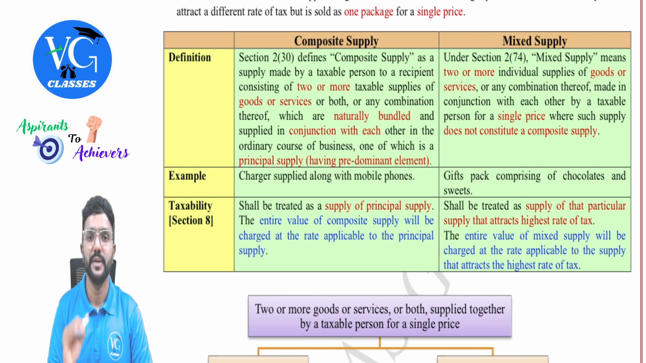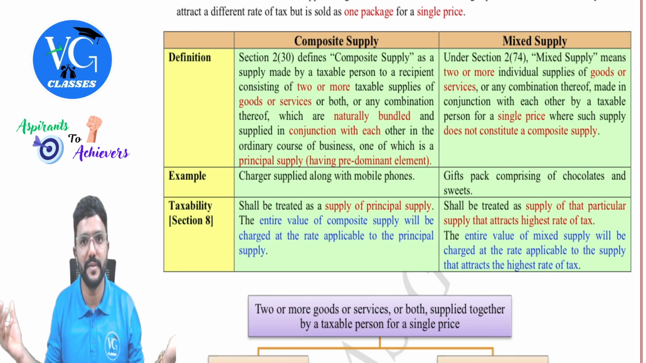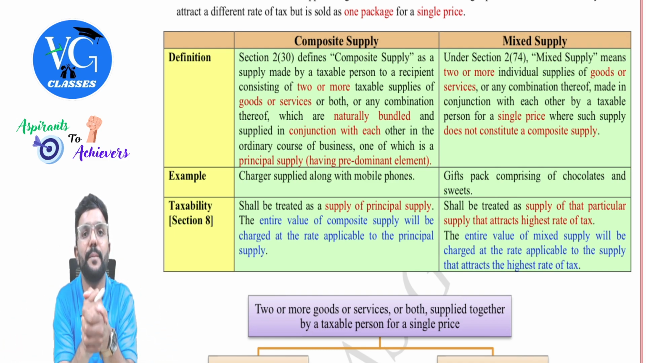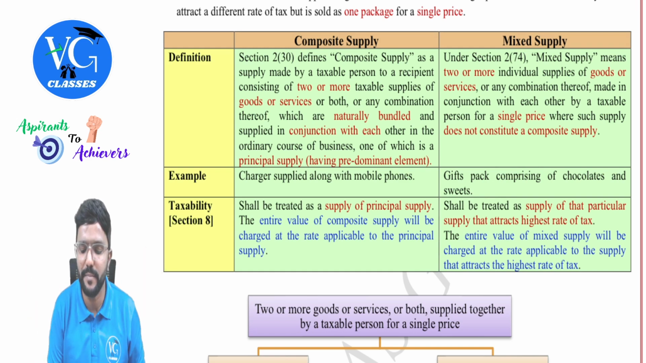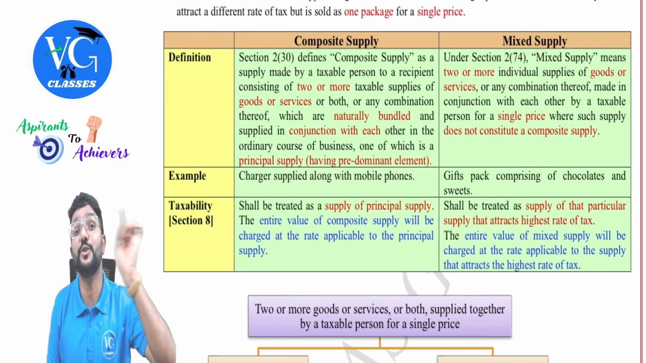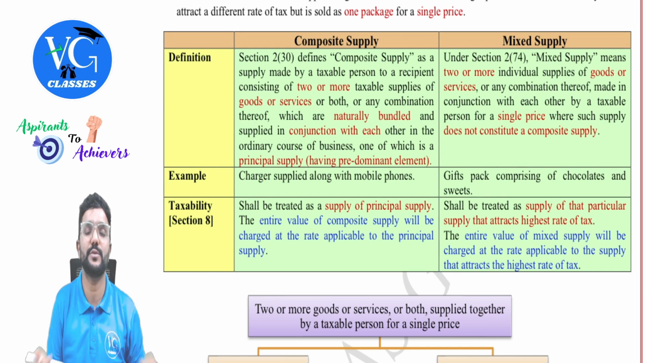Okay, let us see. Under section 2 clause 74, mixed supply means two or more individual supplies of goods, or services. Individual supplies means they are individual products or services, but they are sold together as a package. Can it be sold separately also? Yes, it can be sold separately. But is it sold separately by the seller? No. He is combining all that and making it one package.